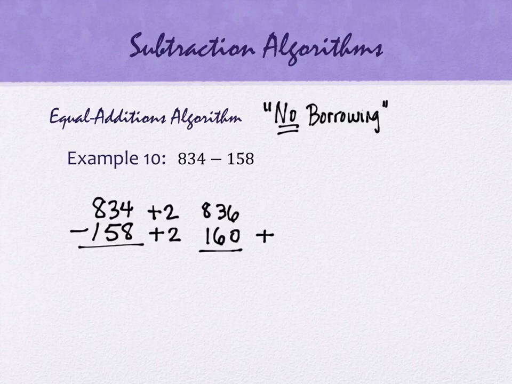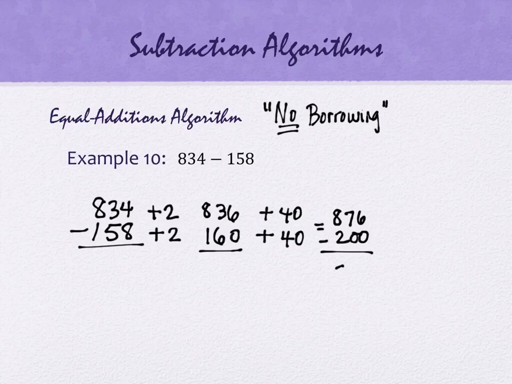What would I have to add to the 6 to make it become a 0? A 4. So it's in the tens column, so I'm going to add a 40. So what is 160 plus 40? 200. How about 836 plus 40? 876. Can I now actually subtract the whole thing without borrowing? Yes. What is 876 minus 200? 676.